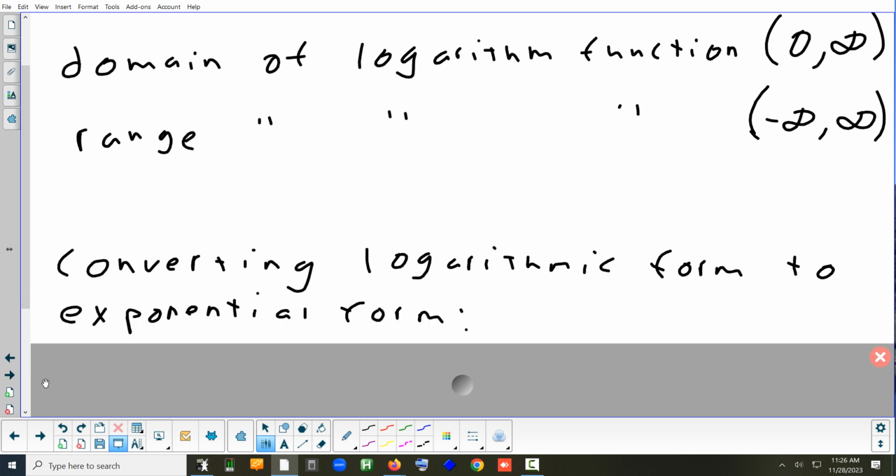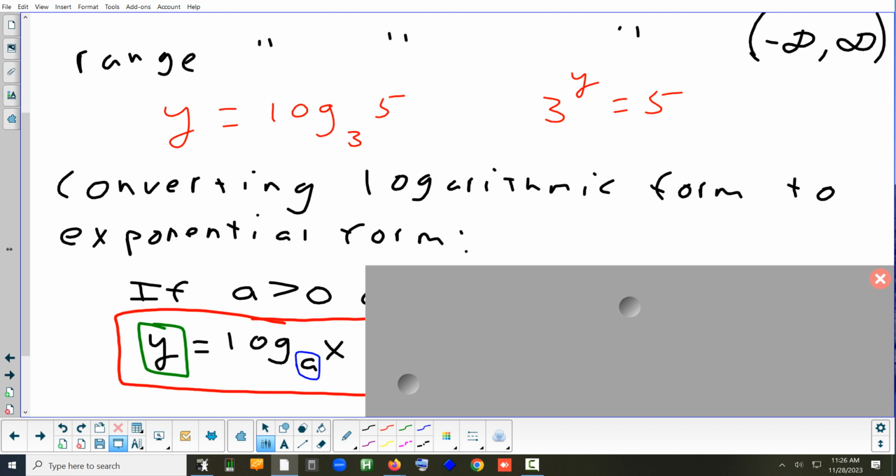Now what we're going to look at is how can you change from what's called a log equation to an exponential equation. This is a log equation. If I was going to write that same thing as an exponential, it would look like this. And I'm going to show you how I did what I did. Let's start with the log form.